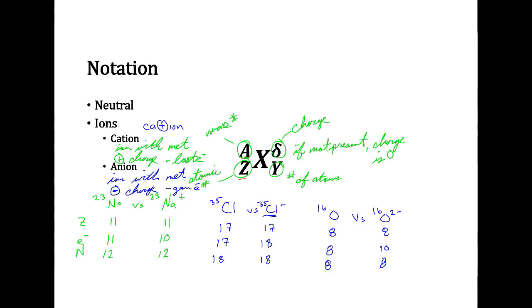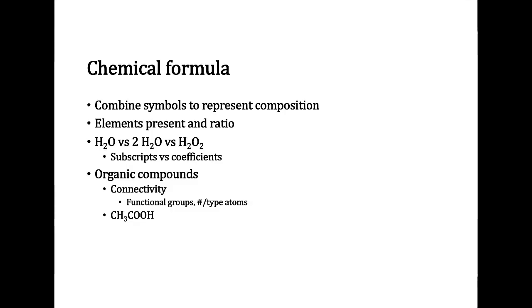All right, so let's go ahead and skip ahead to some chemical formulas really quick and talk about these. So a chemical formula is just going to combine different atoms together to show what compound is being formed. So it tells us what elements are present and in what ratio they are present. So we have to be really mindful of subscripts versus coefficients.